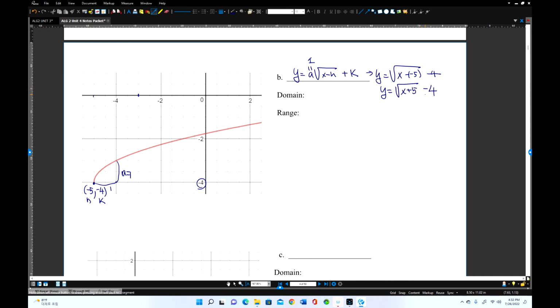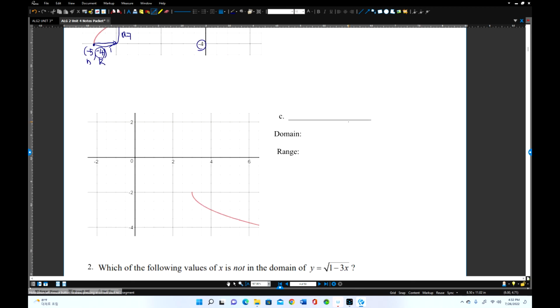That's the equation. The domain is what? Inside the number must be greater than or equal to 0, right? So x plus 5 is greater than or equal to 0. x is always greater than or equal to negative 5. That is the domain, from to the right. This minimum is negative 4. The value of y is always greater than or equal to the minimum value of negative 4. Okay.